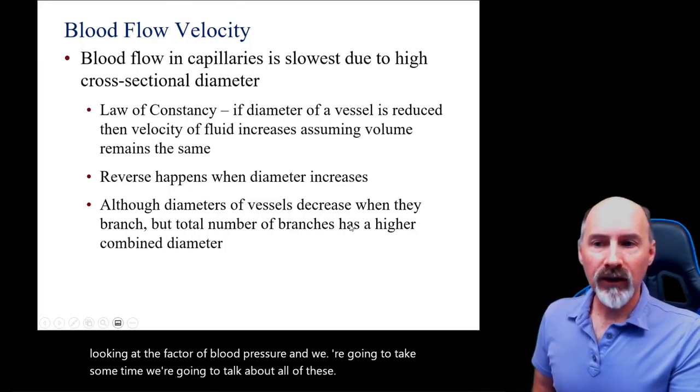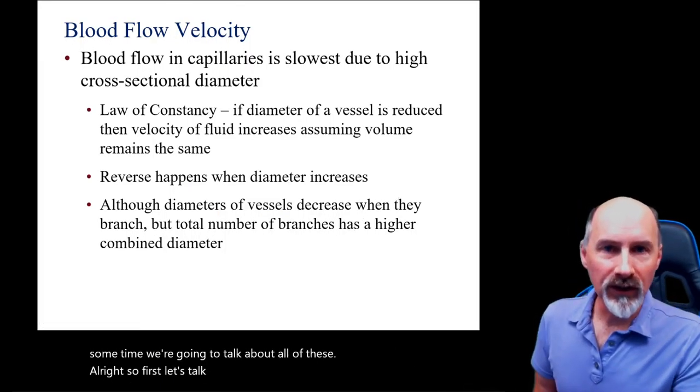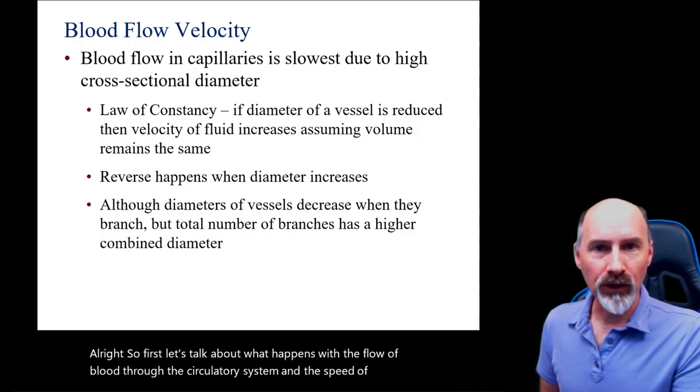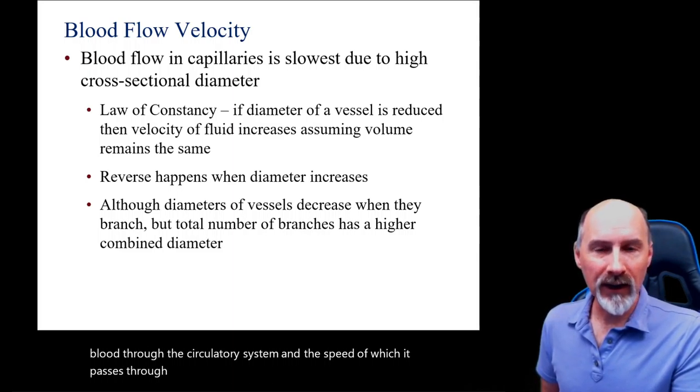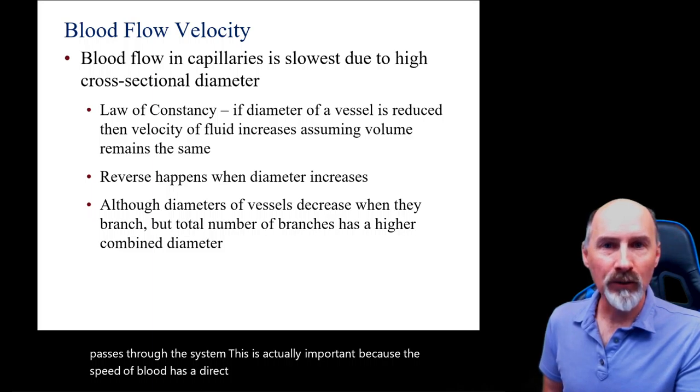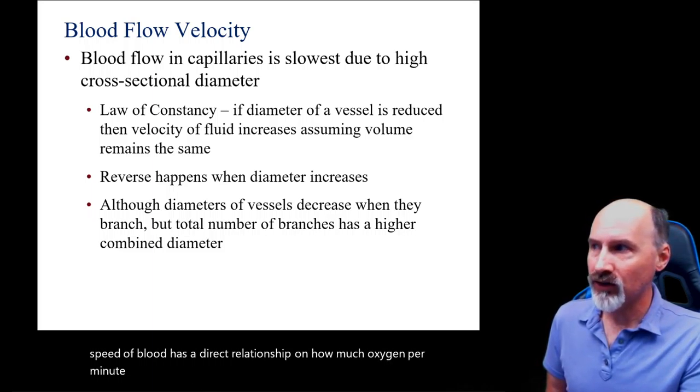All right, so first, let's talk about what happens with the flow of blood through the circulatory system and the speed at which it passes through the system. Because this is actually important, the speed of blood has a direct relationship to how much oxygen per minute is being delivered to the cells and tissues.